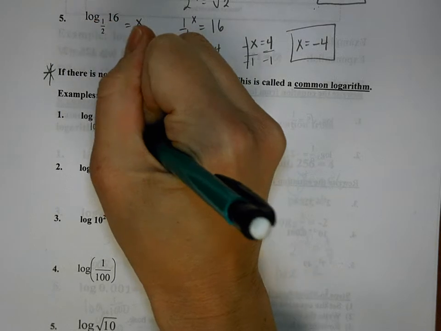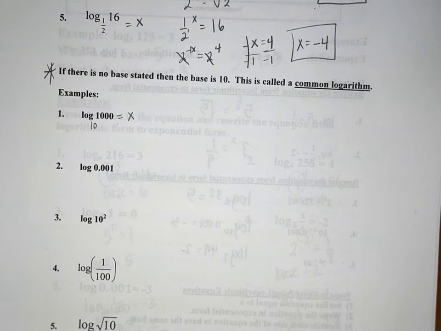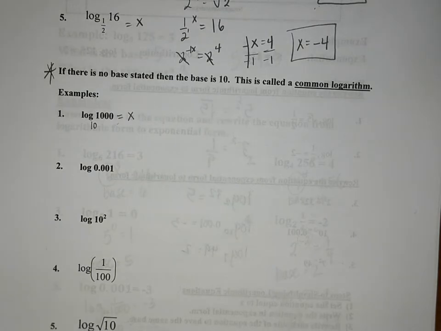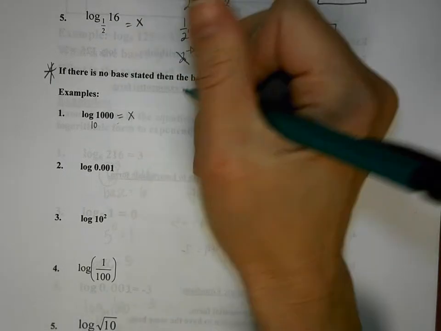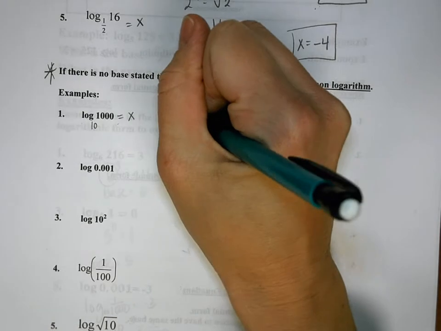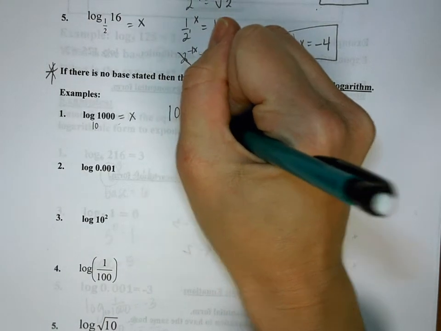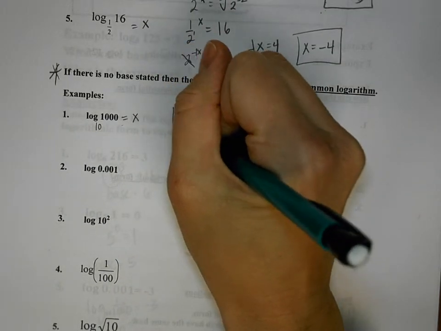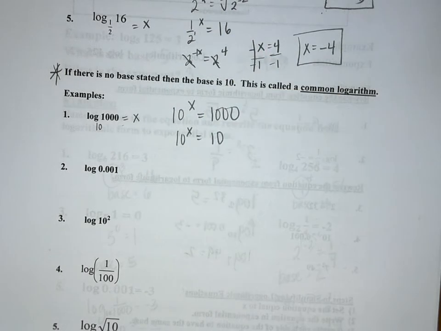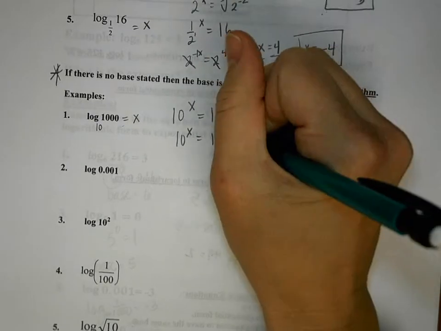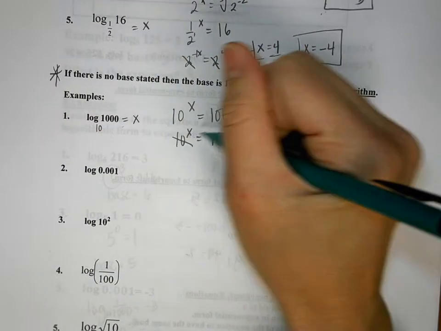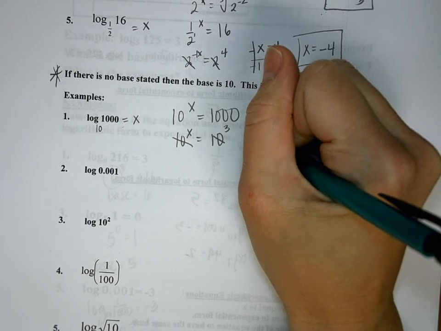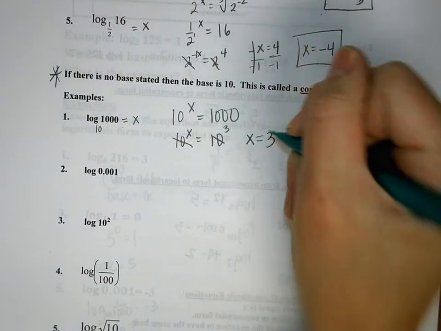If we put it equals to x, how will I then solve this? 10 to the x equals 1,000. What is the base I'm going to use? 10. 10 to the x equals 10 to the, good, to the cube or 10 to the third. Drop your bases and you get x equals 3.